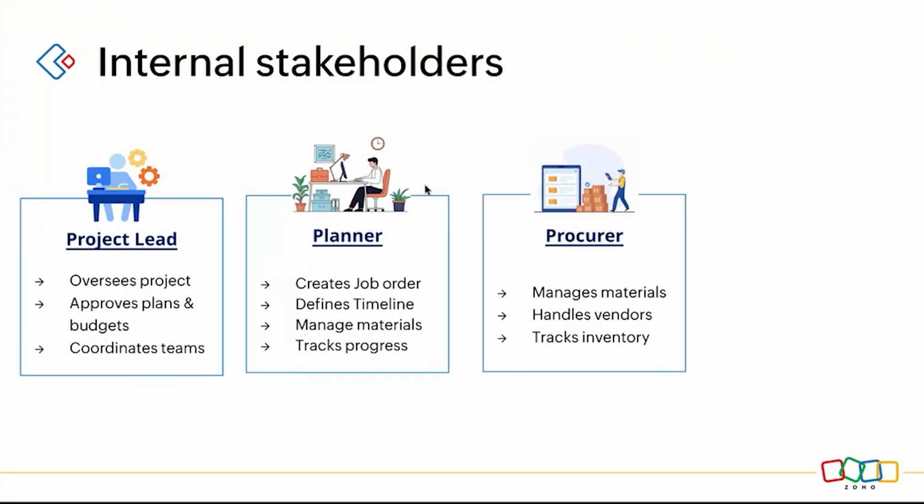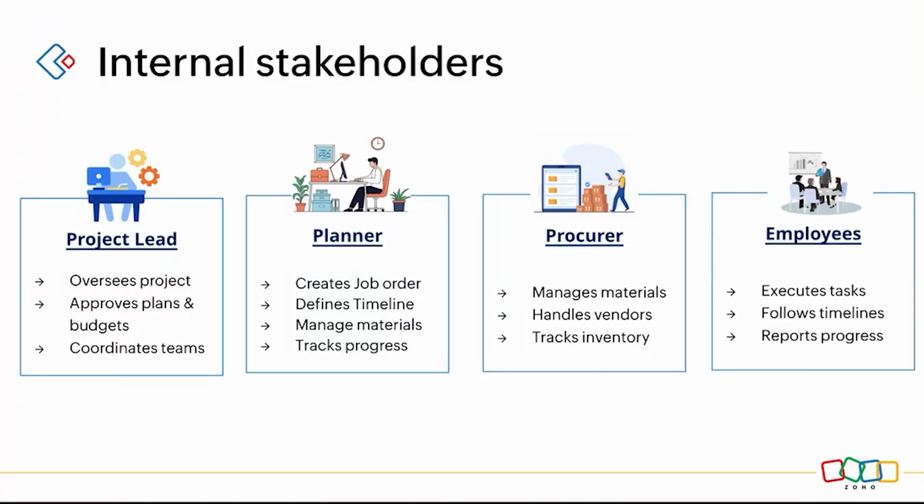Next is going to be the procurer. Whenever a material request is raised by the planner, the procurer will check for the availability, handle the procurement, and keep in contact with the vendors to procure the materials on time. And next are the employees. Employees are the people who will be executing the tasks. They will be following the timeline assigned by the planner, and they will report the progress to the planner, and the planner will report it to the project lead. So these are the internal stakeholders of our application.